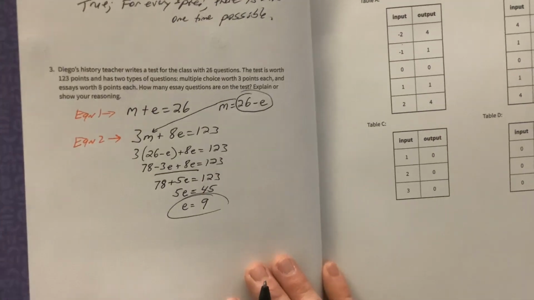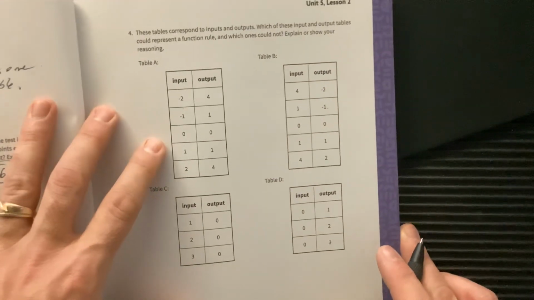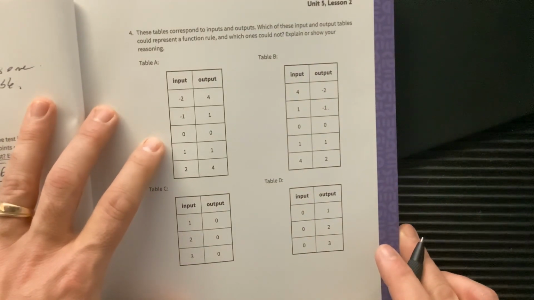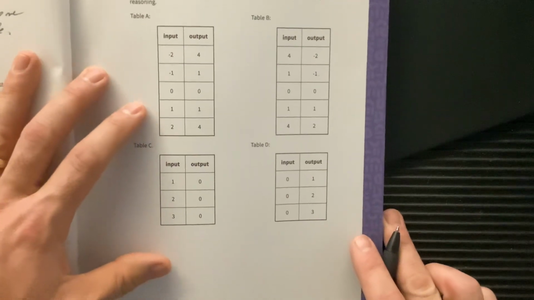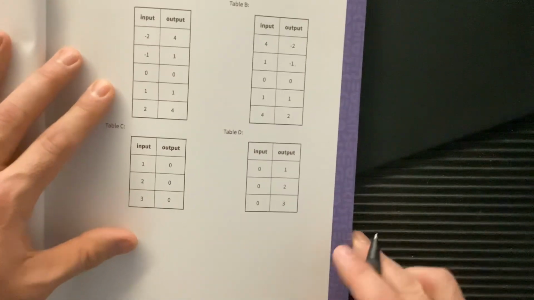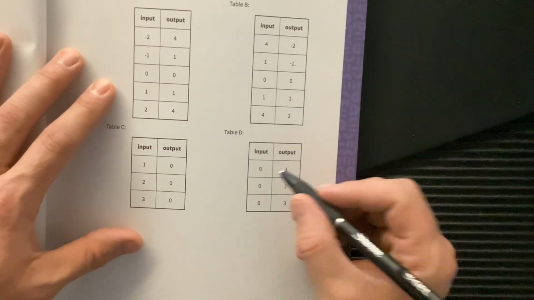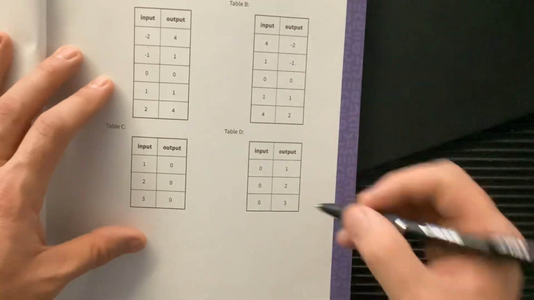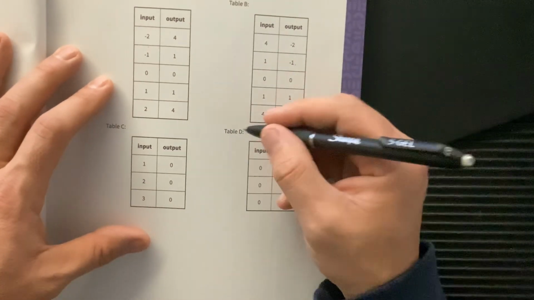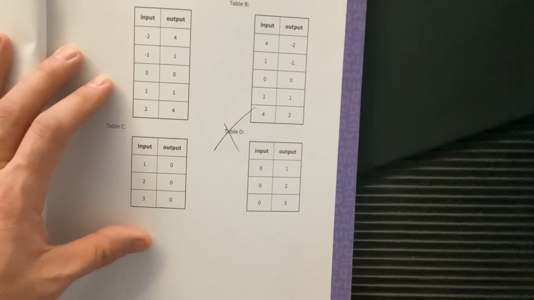All right, which ones represent functions? Remember, if I plug in an input, I can only get one output. Okay, so some obvious ones here. D does not work. I can't plug 0 into an equation and get 1, and then the next time I plug in 0, I get 2. That is not a function. And there's one other one where that's an issue.